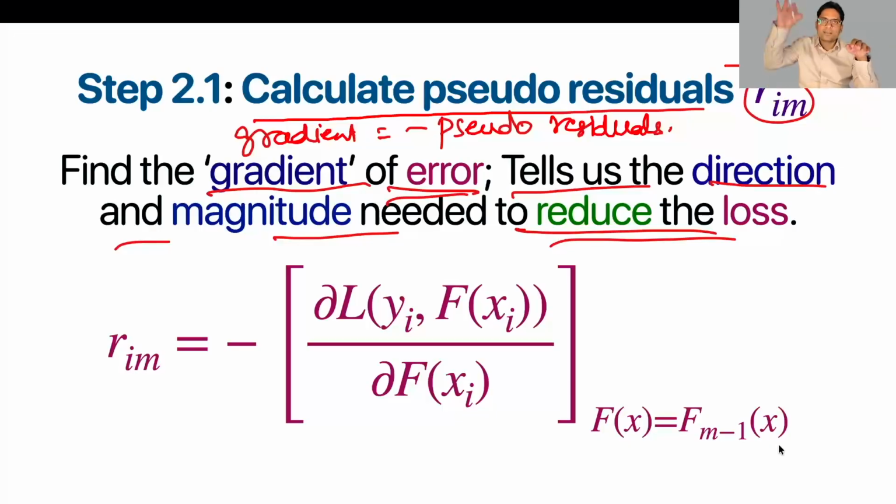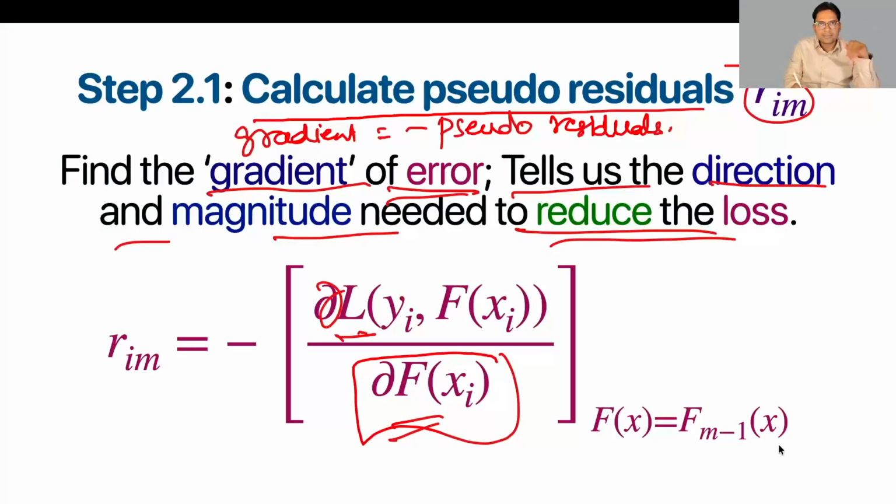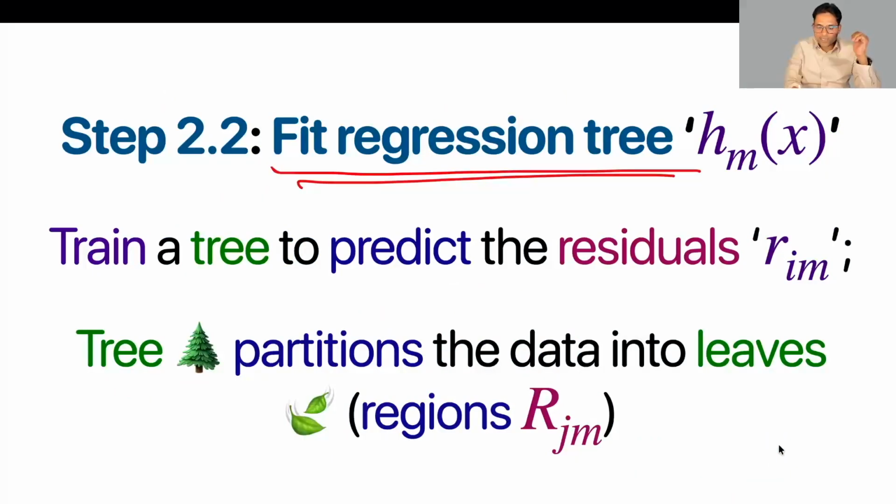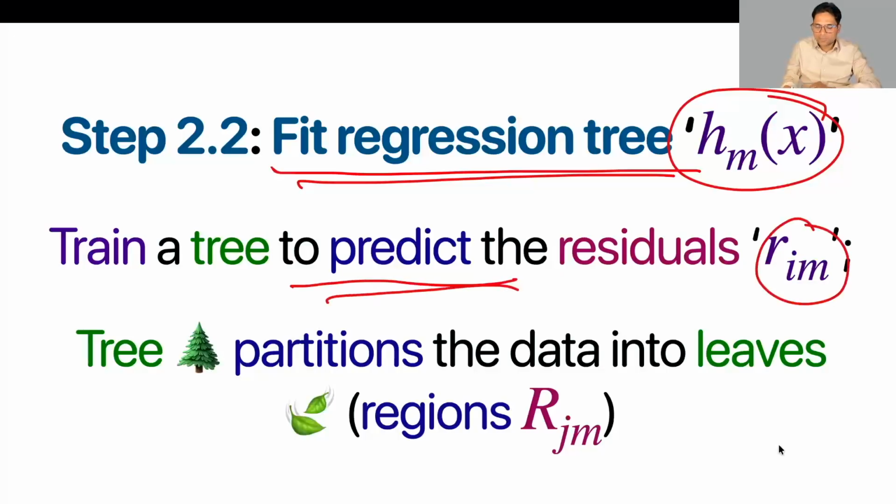Okay, same way as gradient descent, and this is given by the partial derivative of the loss function with respect to the current function, as it did with the gradient descent weights. And your current function is the last function f_(m-1)(x). This is your residual for the mth iteration. This is your gradient with respect to the last model, meaning what is the residual remaining after the last model has been fit. And then fit the regression tree h_m(x), and then predict the residual. Whatever is the residual, we try to predict that.